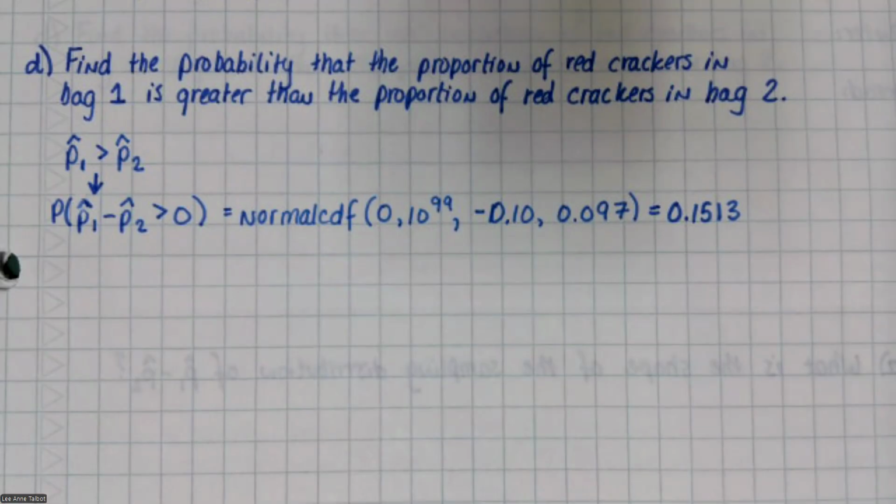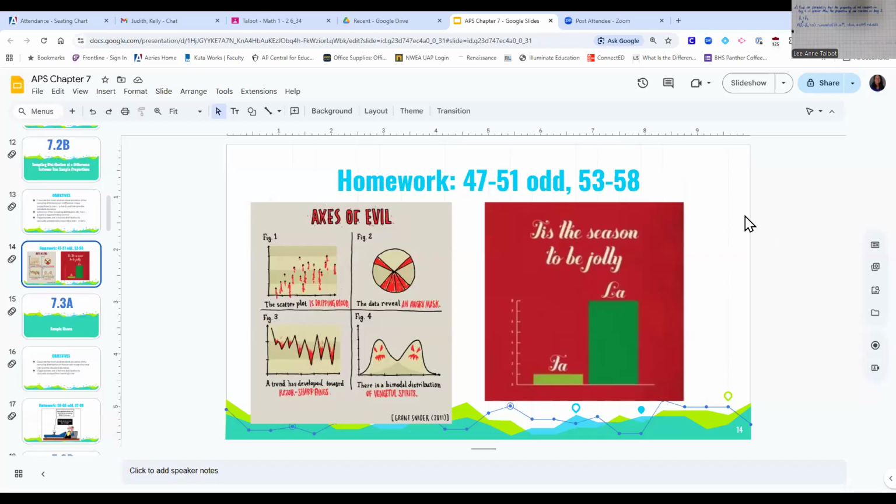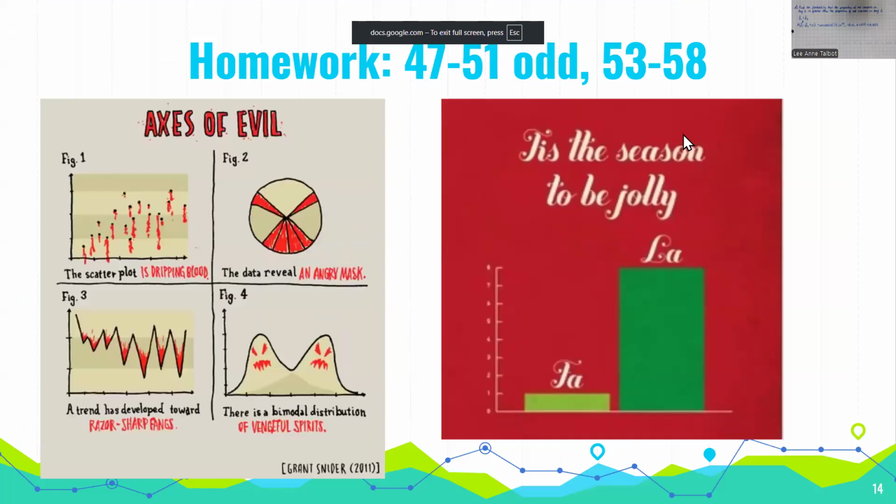Okay. I have 2 jokes for you today. I know. One of them is kind of Halloween related, and I should probably put it at Halloween, but one of them is definitely Christmas related. Okay. All right.